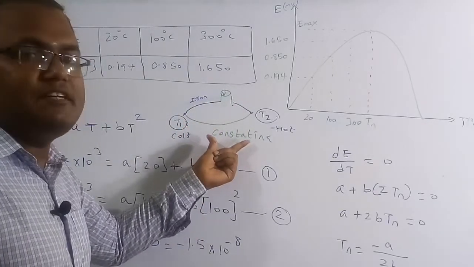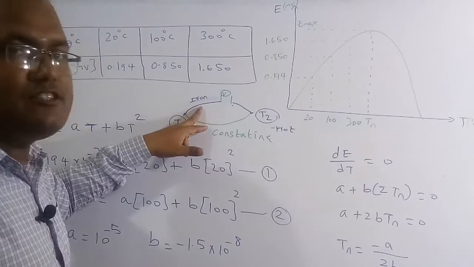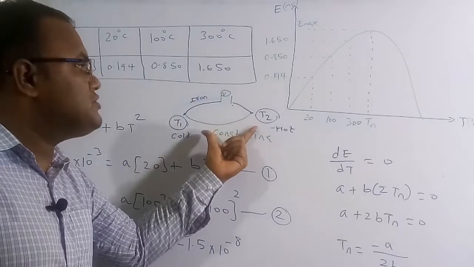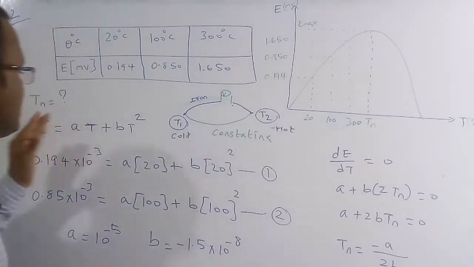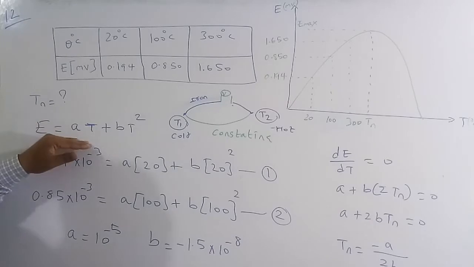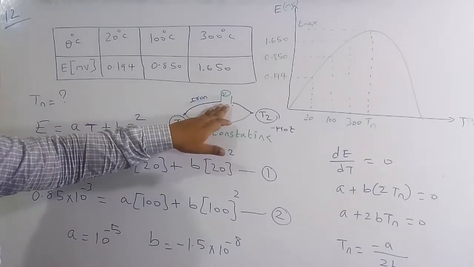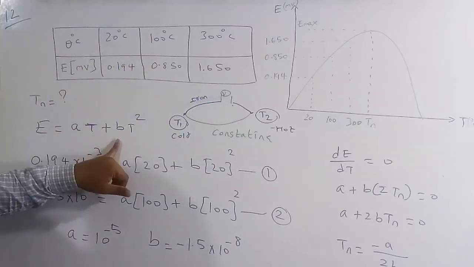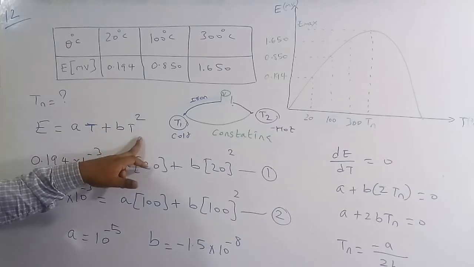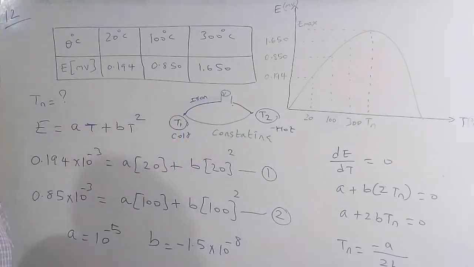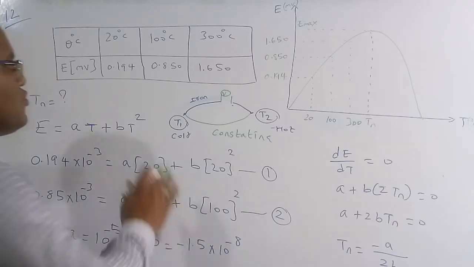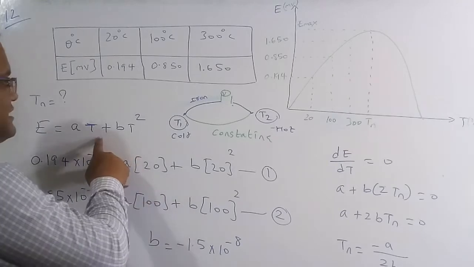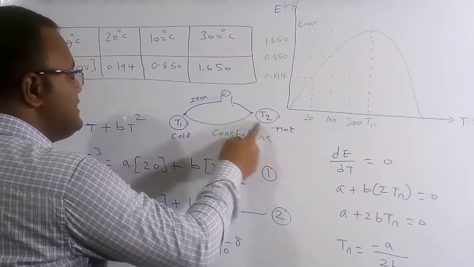Because of this temperature difference, and because of two different materials joined together, there will be a deflection based on the temperature difference, and the relation is nearly parabolic. Therefore the EMF induced in the thermocouple has a parabolic relation with respect to the temperature, which is A into T plus B T square, where A and B are called the constants of this thermocouple. This is the working principle of the thermocouple. This T is the temperature difference, T2 minus T1.